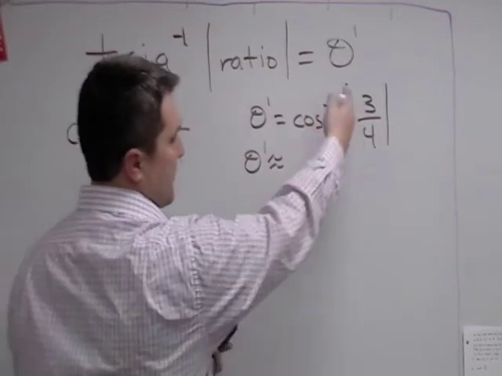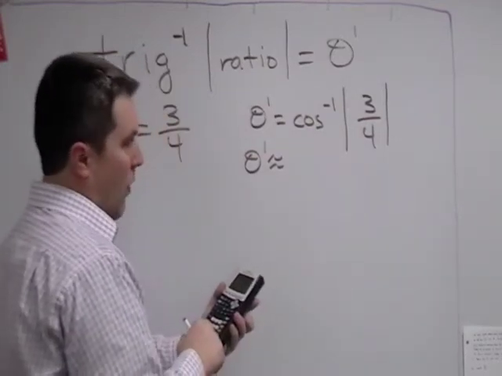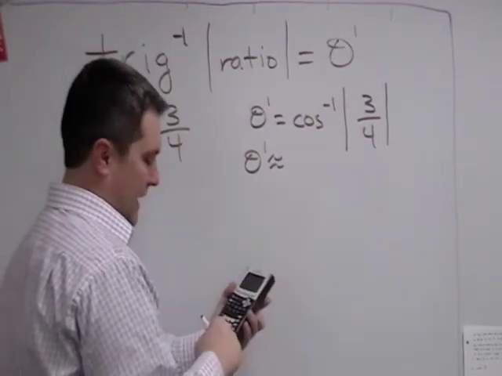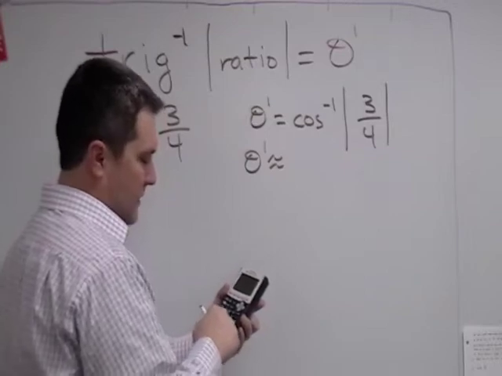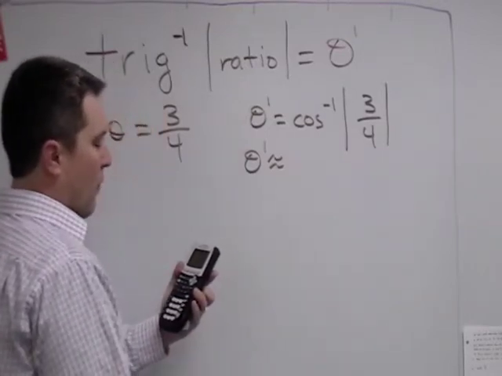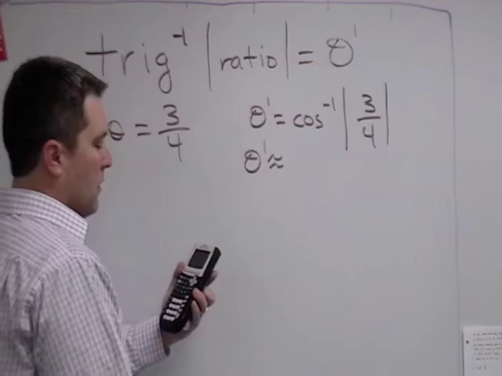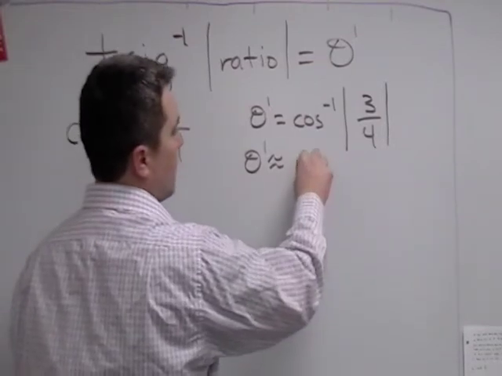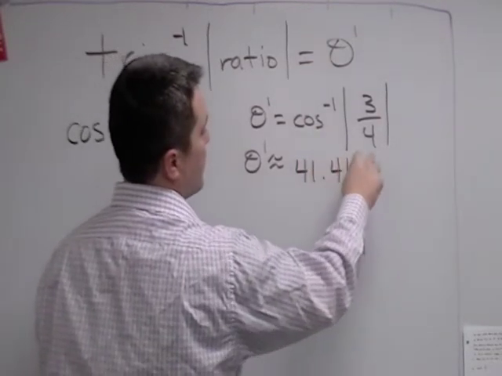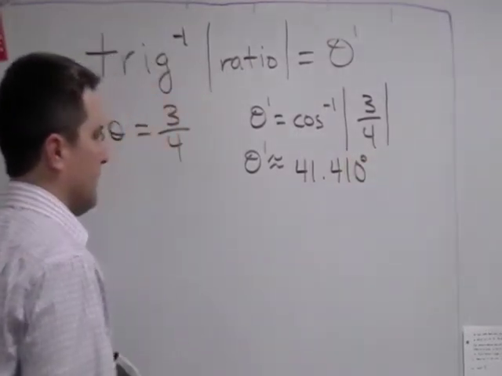I didn't mention this earlier. If it's positive, I don't need the absolute value. Or if it's negative, I'm just going to ignore the negative. That's all the absolute value does. Okay? And that's going to give me 41.410 degrees after we round.